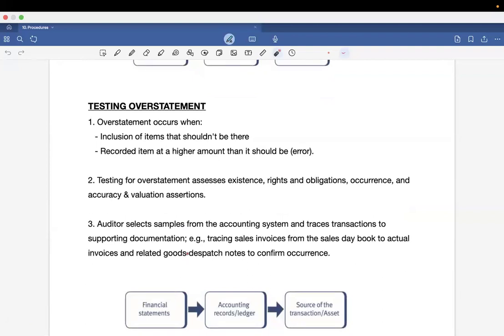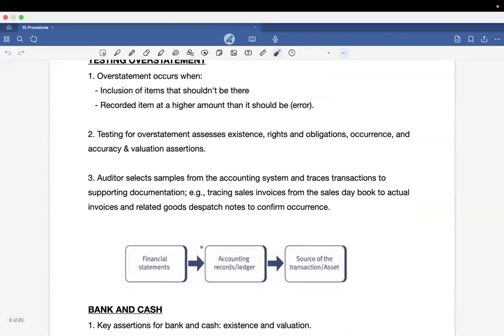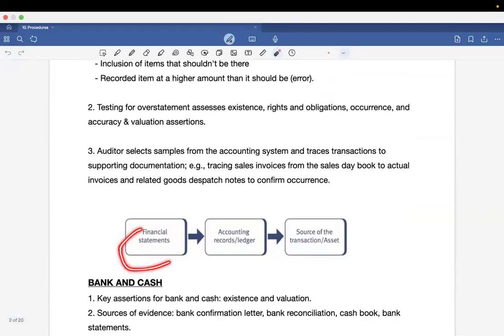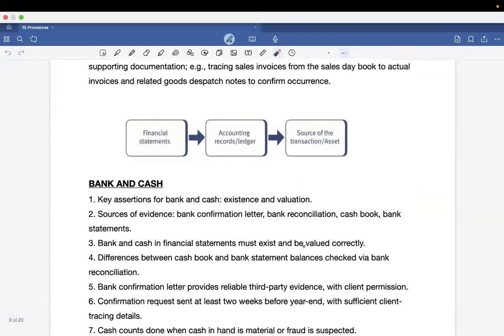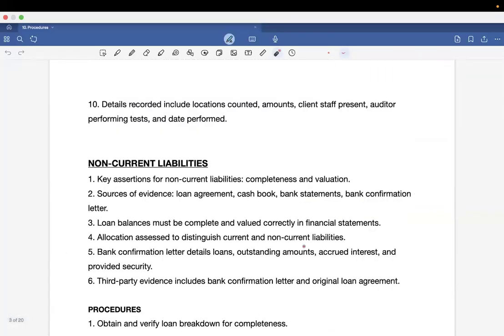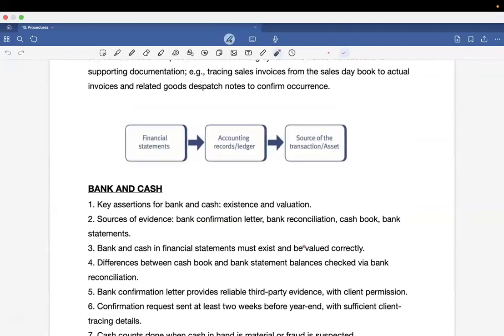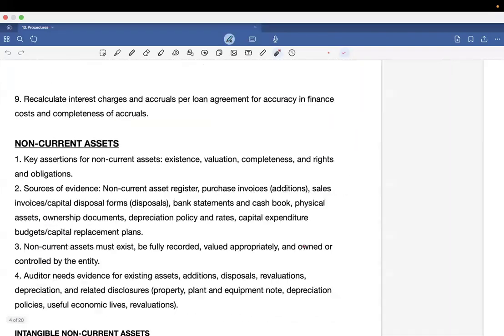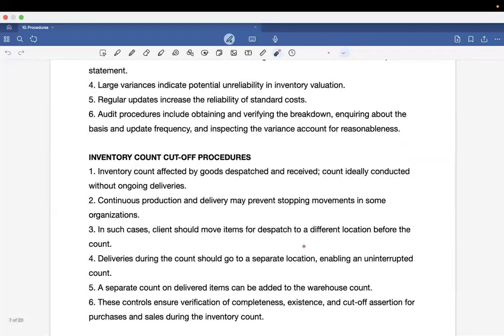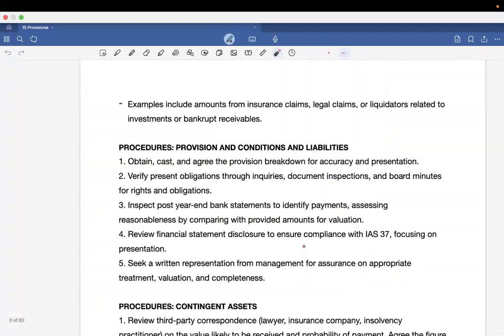These samples would be traced back to the supporting documents. So here we start from the financial statement, we take it to the ledger and then to the source of the transaction. And in the coming recordings, I have done many problems. For each of the problems, we are going to refer to all these things in order to get an idea how a procedure should be written.